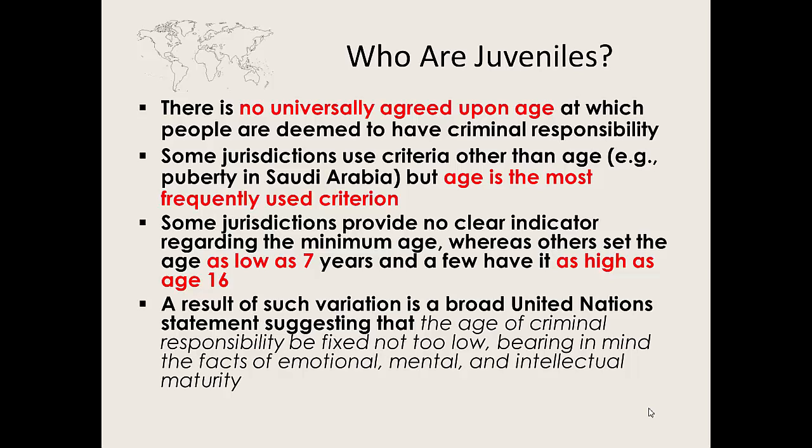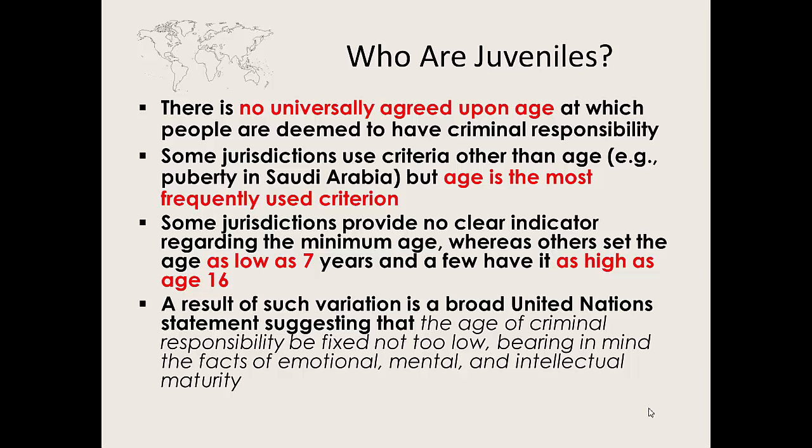There simply aren't any universally agreed upon statements for the age at which someone is deemed to be criminally responsible. And in fact, although age is clearly the most frequently used, there are a few countries, Saudi Arabia being an example used here, where there is a criterion for determining criminal responsibility other than age, and it happens to be puberty in Saudi Arabia. But as I said, age is certainly the most frequently used criterion in any country in trying to determine at what point someone becomes criminally responsible.